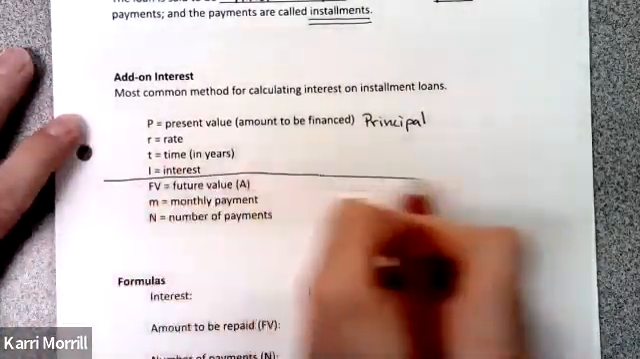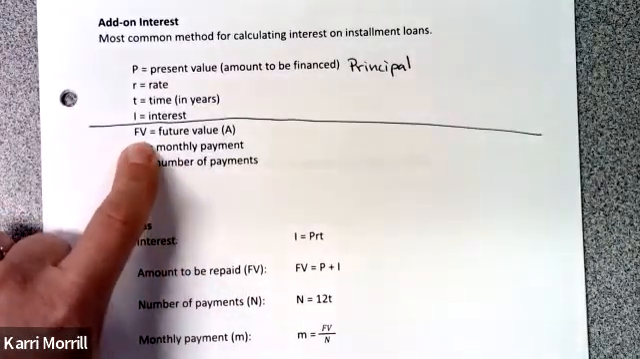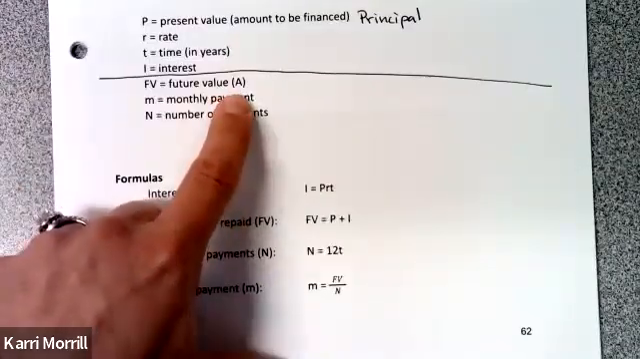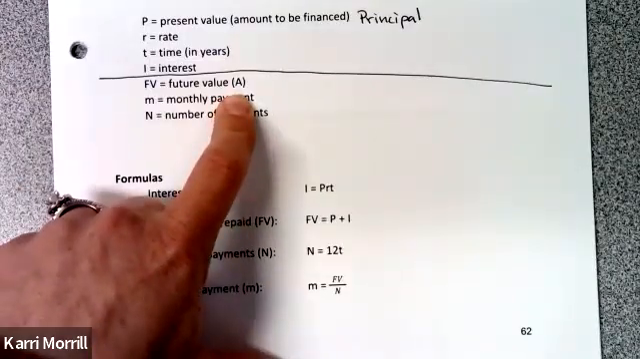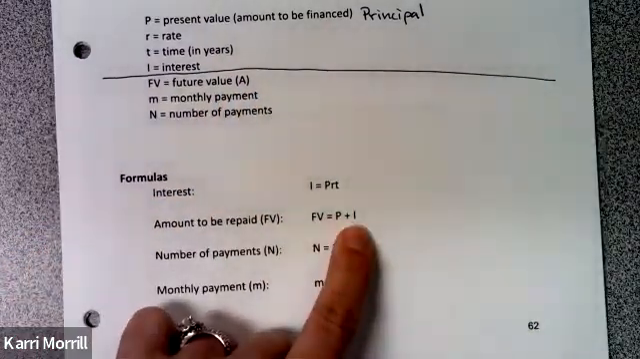Future value. I like to use FV because then we know that those are the first letters of the words, but technically you're going to see it as the letter A sometimes. So just kind of try to remember that. And future value is when you add your principal and interest together.